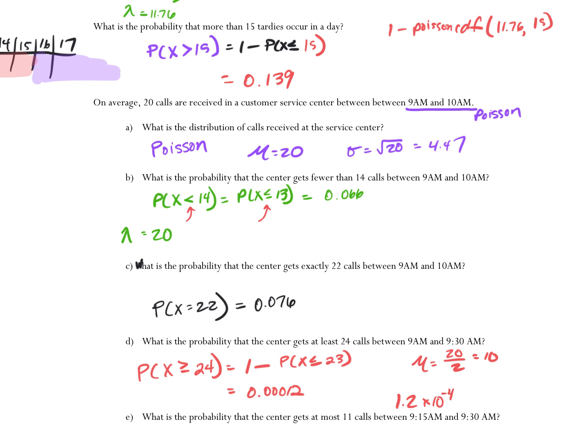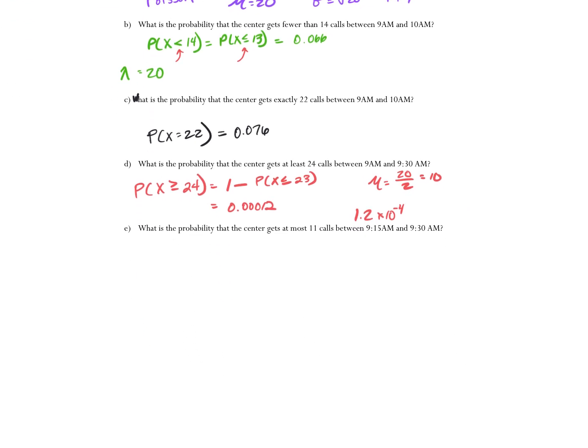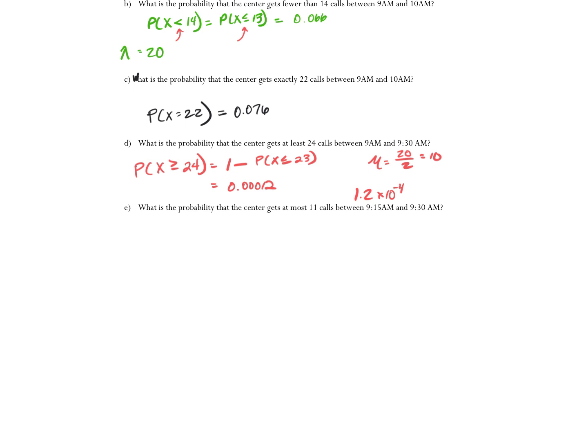All right, last problem, and then we're done. What is the probability the center gets at most 11 calls between 9:15 and 9:30? What's my mean between 9:15 and 9:30? 5, because that's 1/4 of my original window, so I have to do 20 divided by 4. And if I'm expecting 5 calls, what would at most mean? Less than or equal to 11.